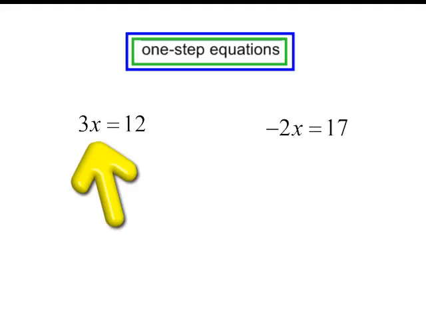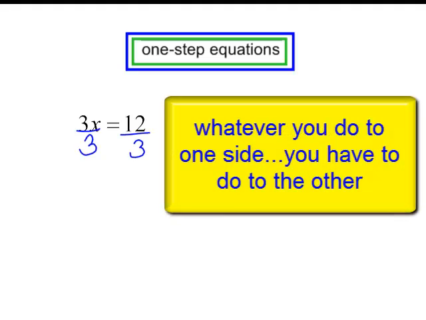Look at this first equation, 3x equals 12. Look at the variable. It is being multiplied by 3. Okay, well, what's the opposite of multiply by 3? Yes, it is to divide by 3. But if you divide the left side by 3, be sure to divide the right side by 3.